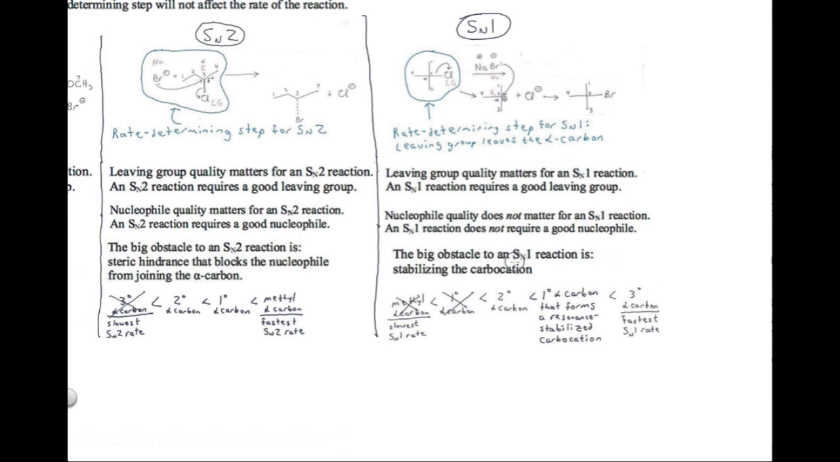In fact, SN1 is actually impossible for a methyl or a primary alpha carbon because that would involve forming an overly unstable carbocation. Primary carbocations and methyl carbocations are usually too unstable to even be formed. In the SN1 series, we also discussed that if you can form a resonance-stabilized carbocation, that is very favorable for an SN1 reaction. So the big obstacle for an SN1 reaction is stabilizing the carbocation.